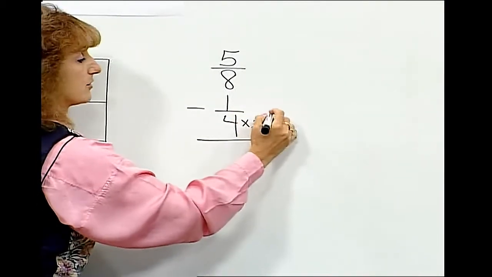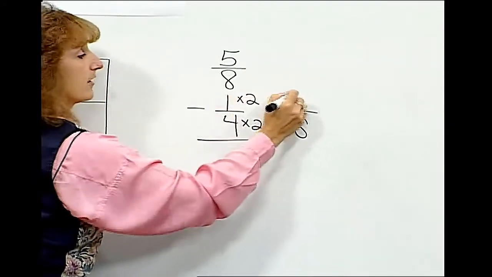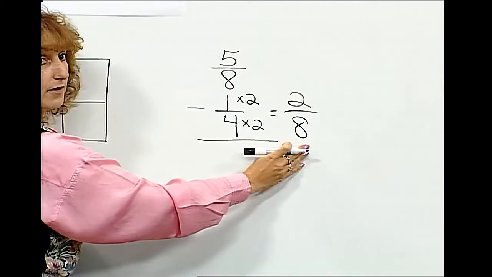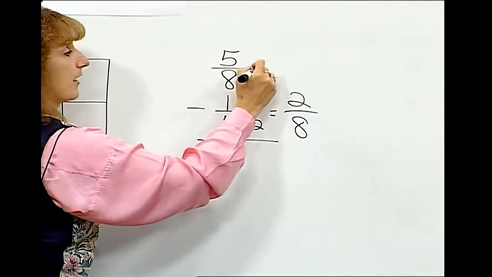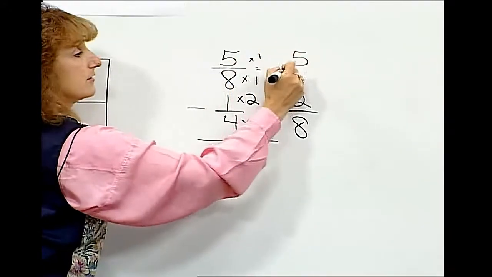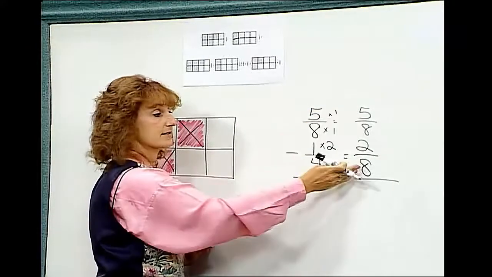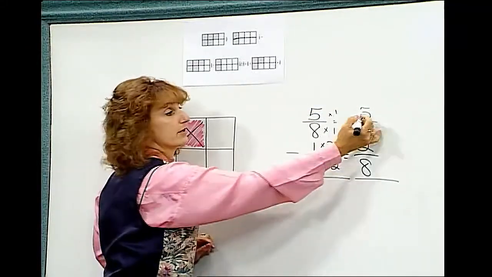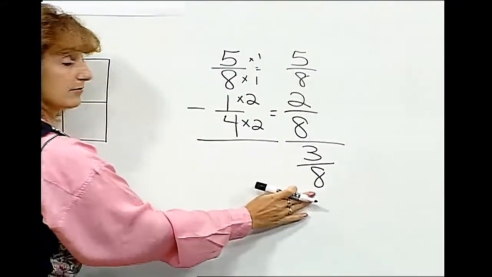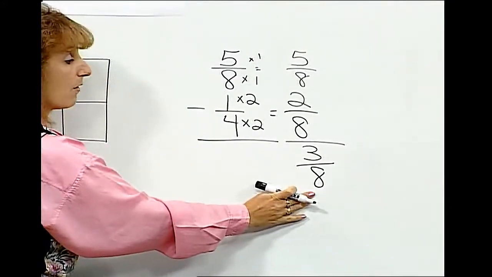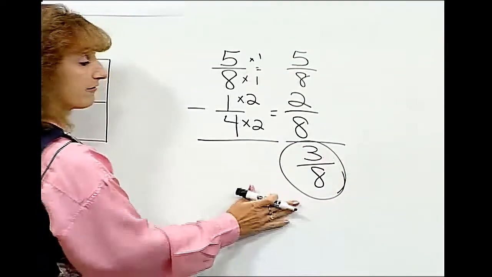I multiply it by 2. Whatever I do to the denominator, I must do to the numerator. That's where the 2/8 comes from. 5/8 is already 8. I can multiply them both by 1 to keep it 5/8. I now subtract 5/8 minus the 2/8, remembering I subtract my numerators. Leave the denominator the same, since we're talking about parts of the same whole. 3/8 cannot be simplified, so this is our final answer.